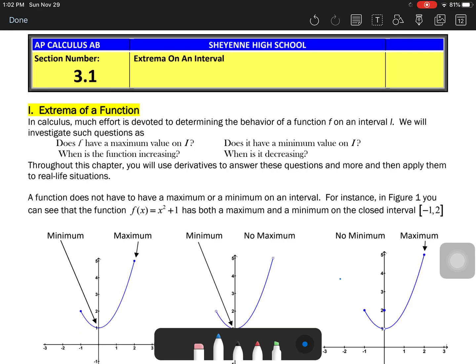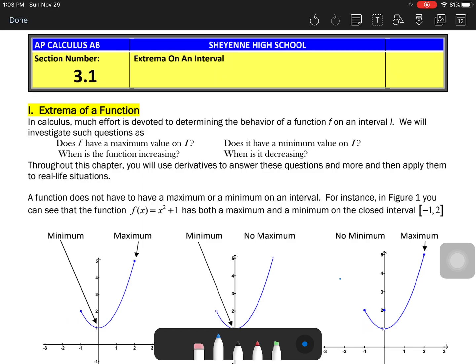problems. Okay, so in here it says, in calculus, much effort is devoted to determining the behavior of a function for an interval I. We'll investigate such questions as, does it have a maximum value? Does it have a minimum value on that interval? When is it increasing? When is it decreasing? Those are all things that we can determine using derivatives.